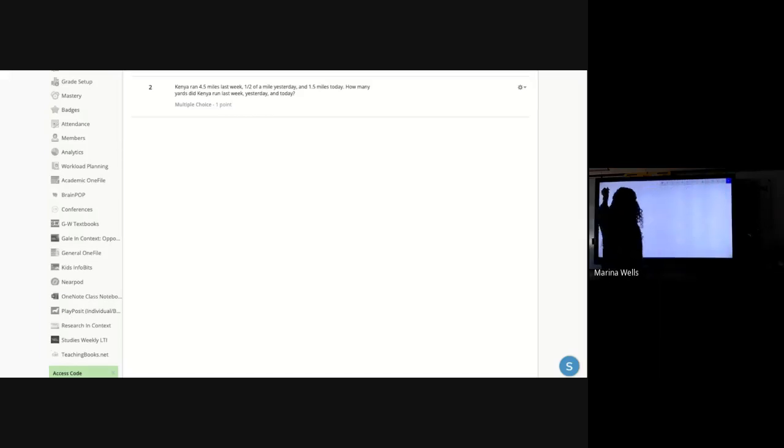4 decimal 5. 4 with a decimal 5. 5 is in the 10th place, you're right. But anything on the left of a decimal is considered a what kind of number? A whole number. That's like saying $4.50. This is not 4/5. 4/5 would look like this.